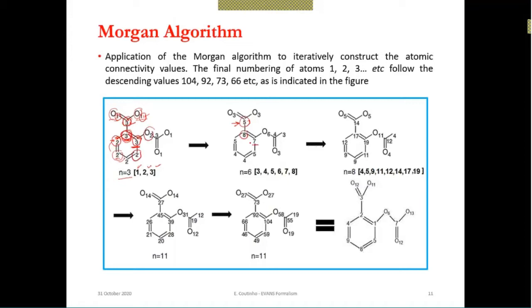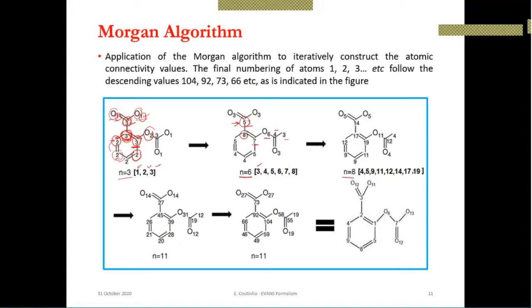Now what are the unique connectivity numbers? The unique connectivity numbers are basically 6. So we see 3, 4, 5, 6, 7, and 8 out here. As we repeat this cycle, we see that the number of unique connectivity indices changes from 3 to 6, and we keep on repeating this. And this now increases to 8. So there are 8 unique numbers out here. So what are these 8 unique numbers?